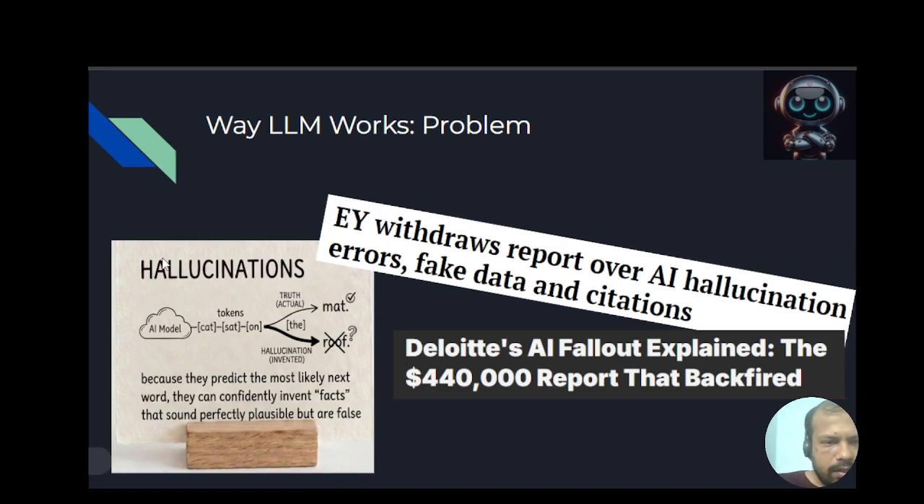Hallucination is one of the primary drawbacks of the LLM model, so you need to keep a check on it. There are different ways to do that, which we'll see in a later video. But this is one of the things.